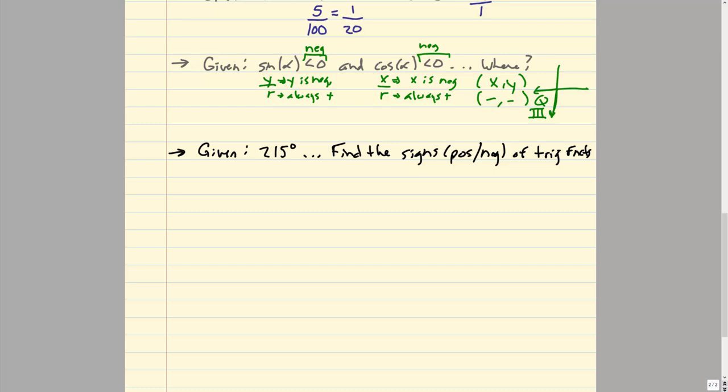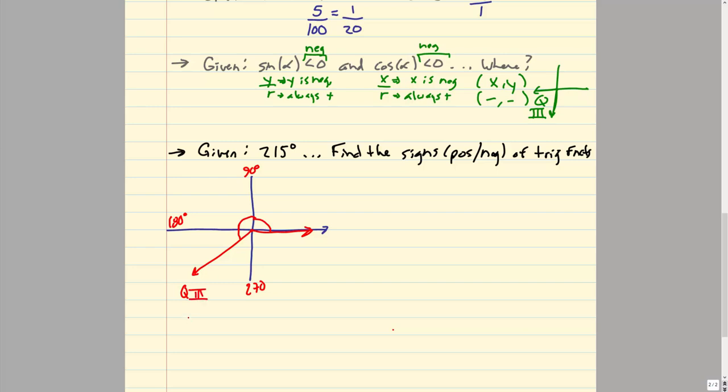Okay, so let's figure out where 215 is first. And then from there it should come together pretty quickly. So the initial side of my angle is right here. Then I'm going to rotate through. Here I am at 90. Here I am at 180. I need to go to 215. Here's 270. That's too far. So 215 would be about 35 degrees past the 180. So we'll say it's right about here. So we know we're in Q3.